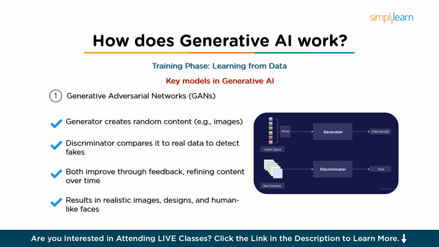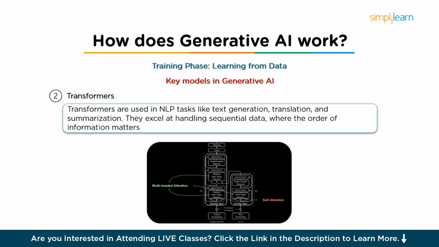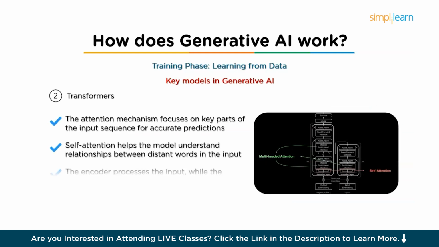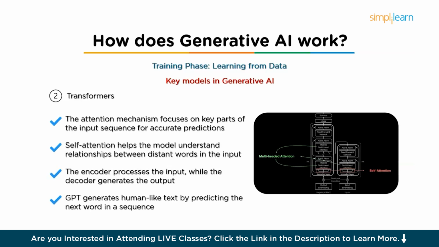And then comes transformers. So transformers are a different architecture used primarily in natural language processing, NLP, for tasks like text generation, translation, and summarization. The transformer model is known for its ability to handle sequential data like text, where the order of the data matters. The main building blocks of transformers are attention mechanisms. The attention mechanism allows the model to focus on different parts of the input sequence, like words in a sentence, when making predictions. So for example, when generating a sentence, the model pays more attention to certain words in the context of the sentence to ensure the output makes sense.